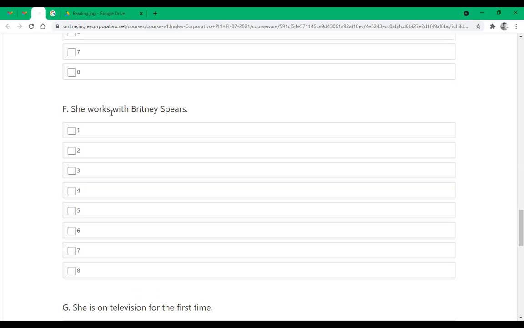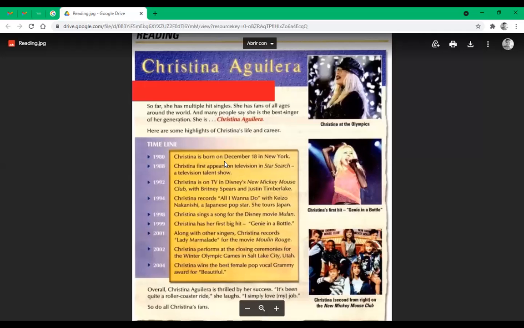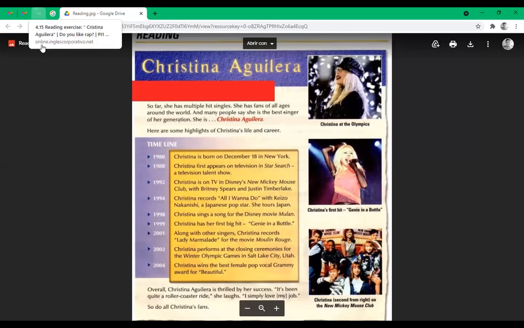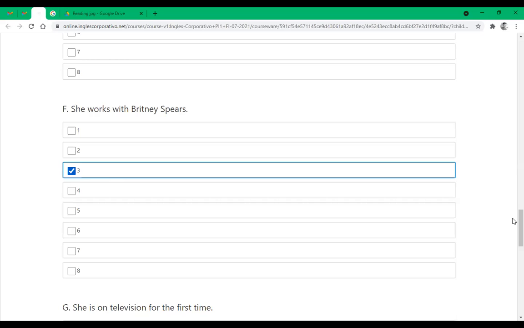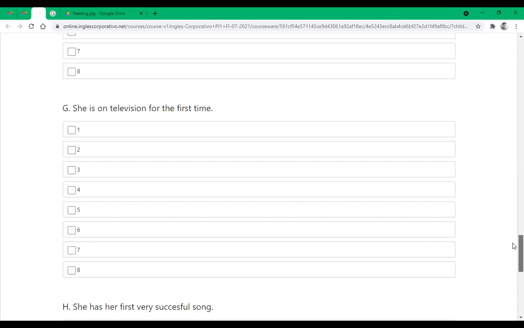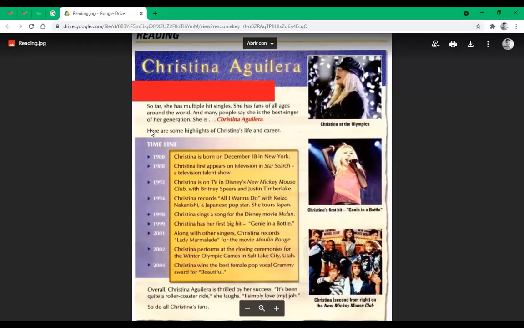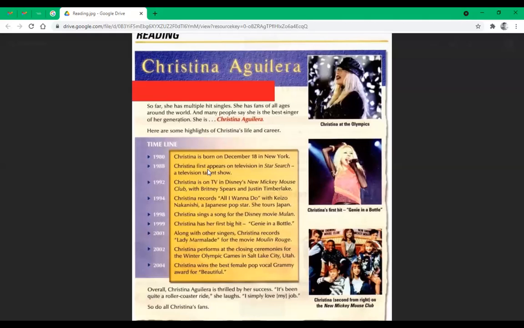Letter F. She works with Britney Spears. Three. Let's see, 1, 2, 3. Christina is on TV in Disney's new Mickey Mouse Club with Britney Spears and Justin Timberlake. So it's number 3. And the letter G, she is on television for the first time. 2. Okay, let's read. Christina first appears on television in Star Search, a television talent show. Number 2. That is an easy one.